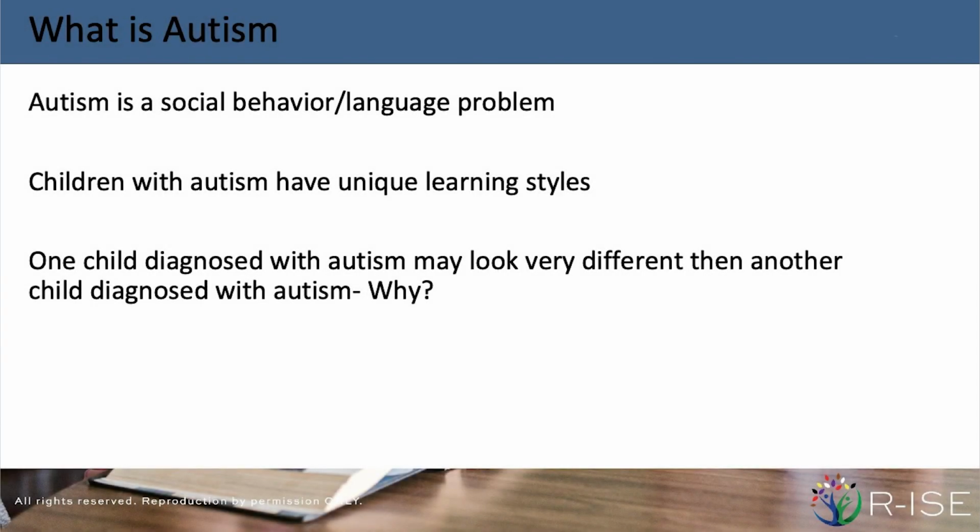Autism was an area of disability that was added to IDEA in one of the amendments. Autism is a social behavior, a language problem. Children with autism have unique learning styles, and once a child is diagnosed with autism, you may come to learn that every child diagnosed with autism is uniquely different.